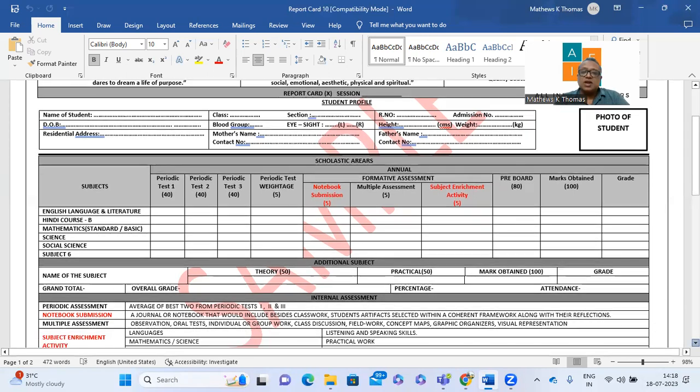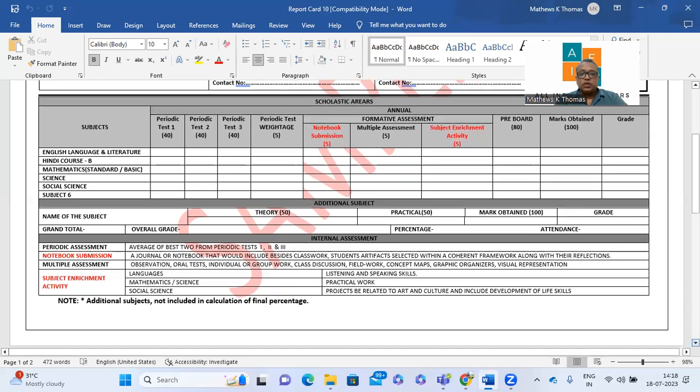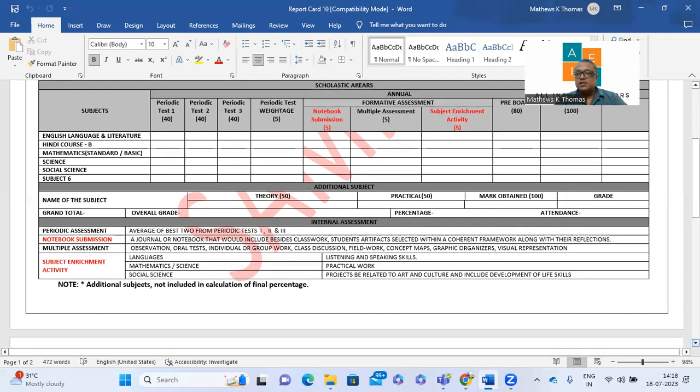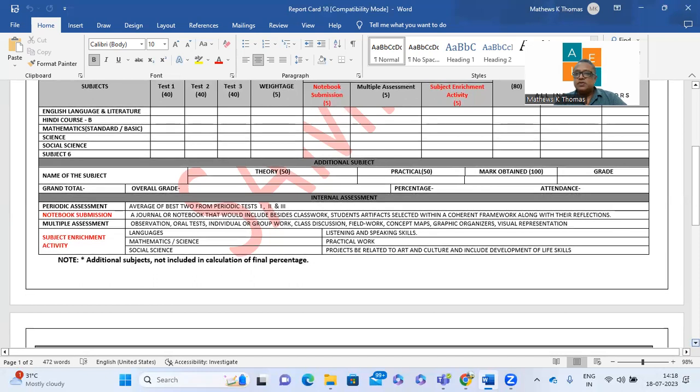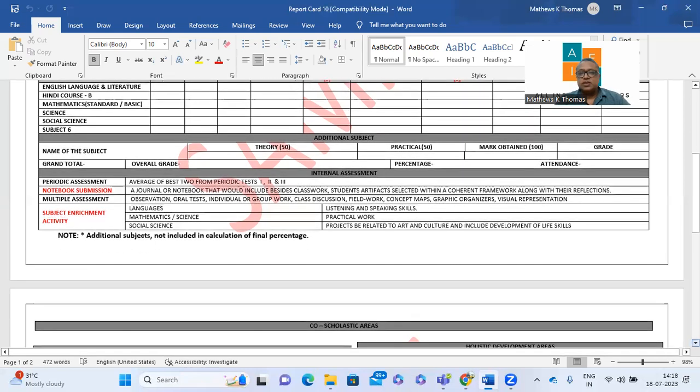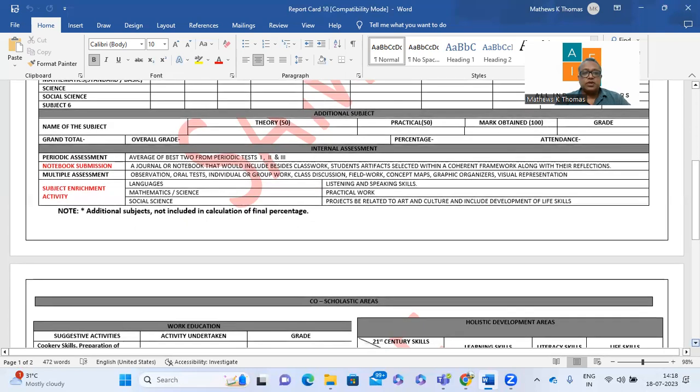So this is the scholastic part of it. If there is any subject having practicals, that can be put here. There are many subjects like painting and home science, which have a practical component. Information technology, theory 50 and practical 50, will be put separately here, 50-50.